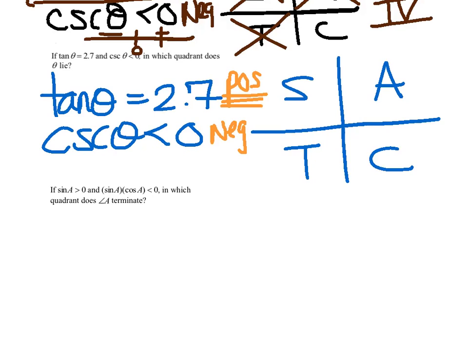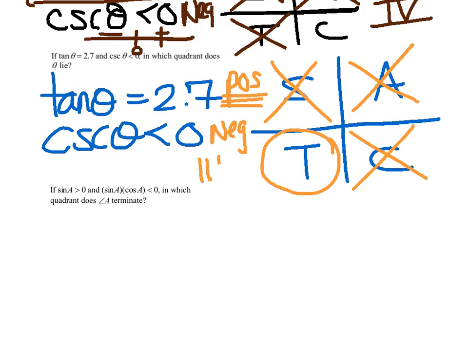All right, so if tangent's positive, it's where I see a T, and it's in the A quadrant. So I can kill these two. So my answers are either 1 or 3. And cosecant has to be negative. Well, I can't be in the first because they're all positive there, so I've got to be in the third.